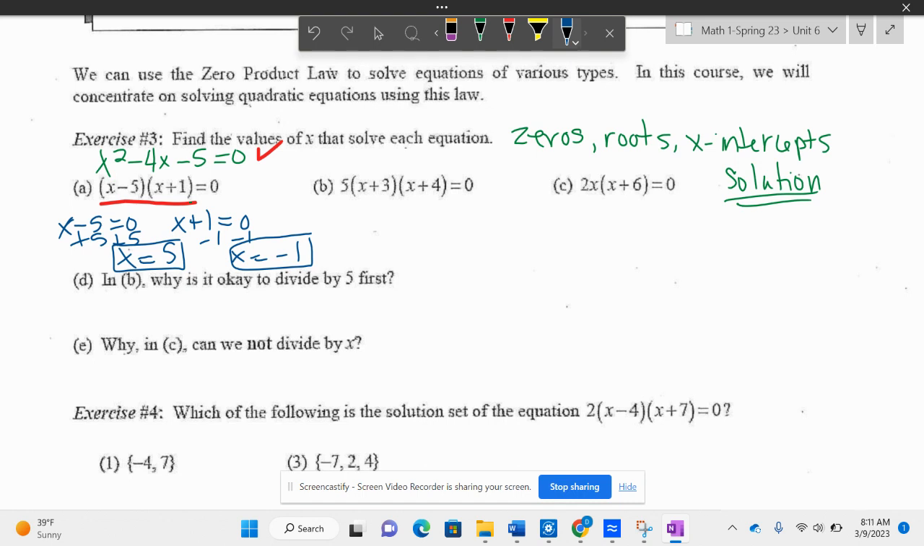You're putting in this equation first, right? So put in parentheses x minus 5, and then parentheses x plus 1. And then go to your table. So when x is -1, you get an output of 0. When x is +5, you get an output of 0.